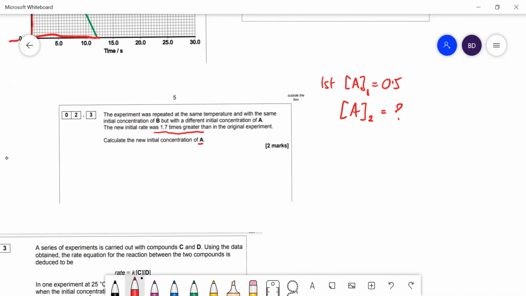Okay, so the way I would do it is this. Well, we know the rate expression. The rate, it tells us, is equal to K times A squared times B. Okay, so let's do it for rate 2, first of all. So rate 2, this is the new one. That's going to be equal to K.